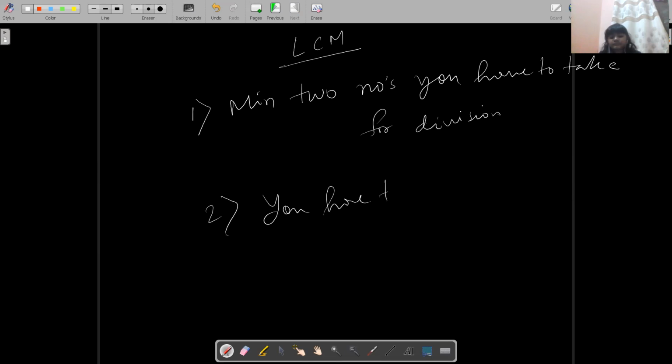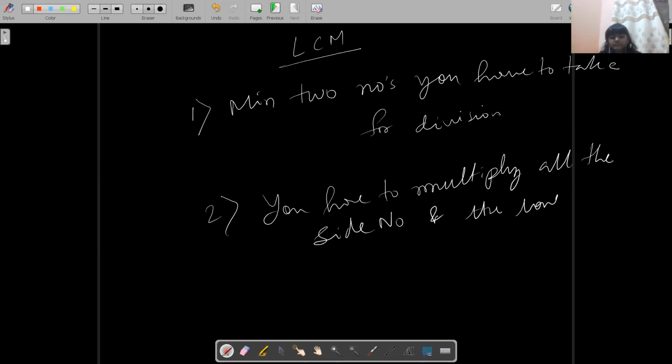You have to multiply all the side numbers and the lower portion numbers for LCM. And for HCF, you have to stop over here. You have to multiply all the side numbers, and all the numbers should be divisible by some number, then we'll go for the division. Otherwise, you'll stop.